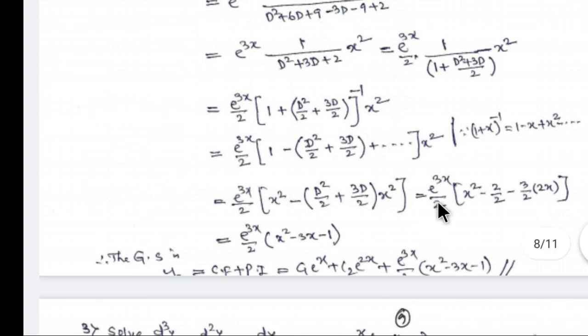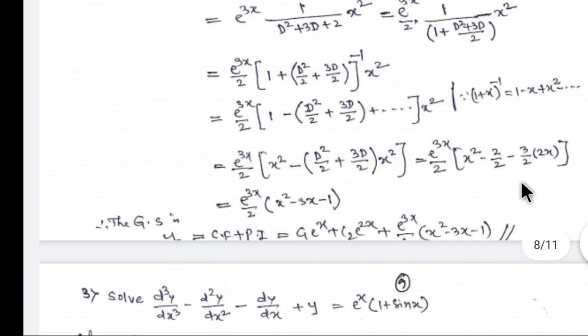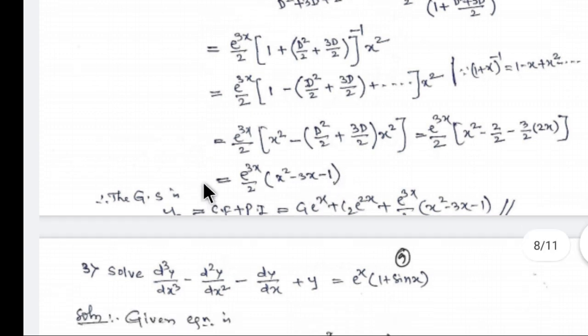So this is equal to e raised to 3x by 2 into x square as it is, minus d square by 2 of x square. One by 2 is a constant; the first derivative of x square is 2x and the second derivative is 2, so you get minus 2 by 2, minus 3 by 2 d of x square. D of x square means 2x, so you get 2x. Finally simplifying all this, we get e raised to 3x by 2 into x square minus 3x minus 1. So this is the particular integral.